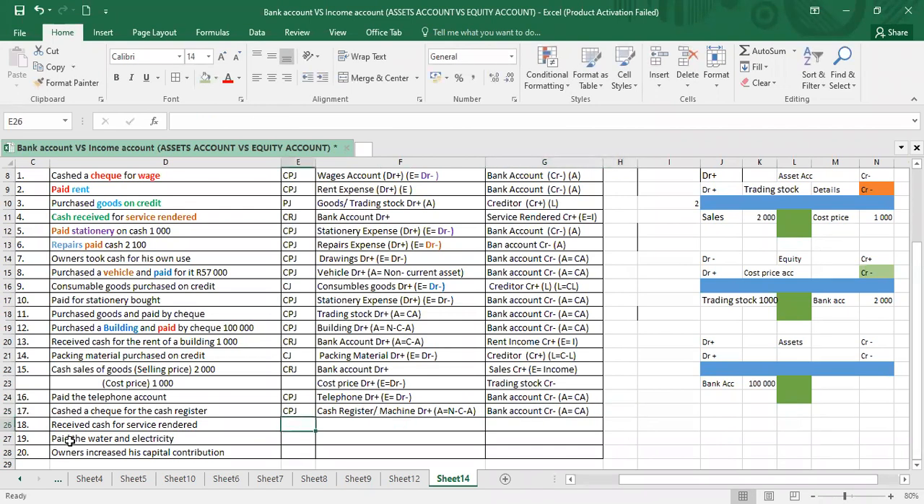The second one, number 18, received cash for service rendered. The word received always tells you that money is coming into your business. Cash receipt generated.